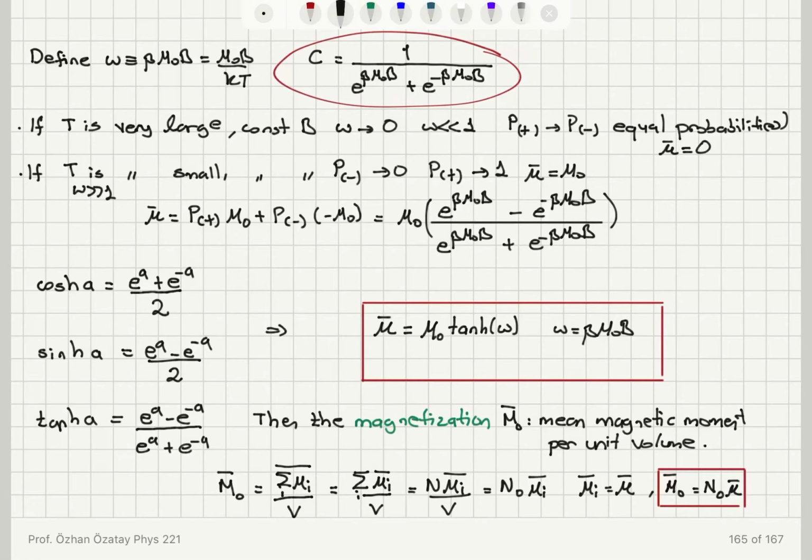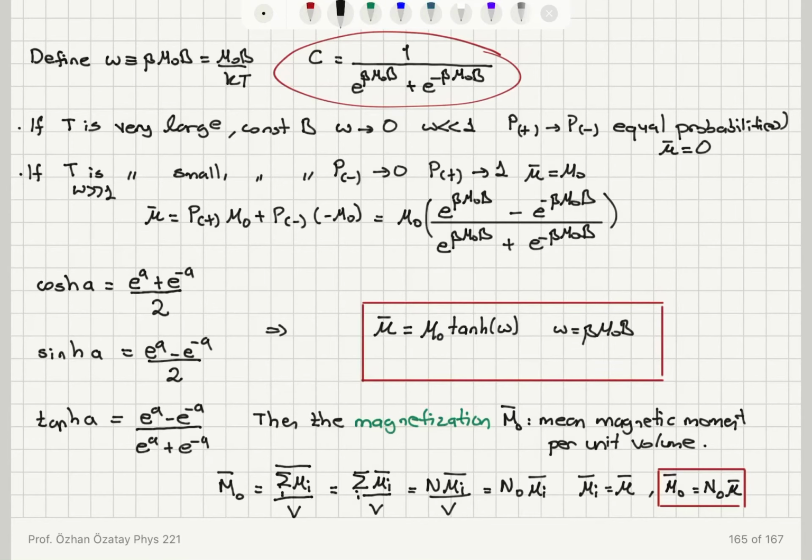What is the mean moment in general for any given temperature or magnetic field? It's by definition the probability of the state multiplied by the corresponding value, added over all possible states. We have two possible states, plus and minus: P plus times mu 0 plus P minus times minus mu 0. And using hyperbolic functions, I find that the answer is mu 0 tangent hyperbolic omega.